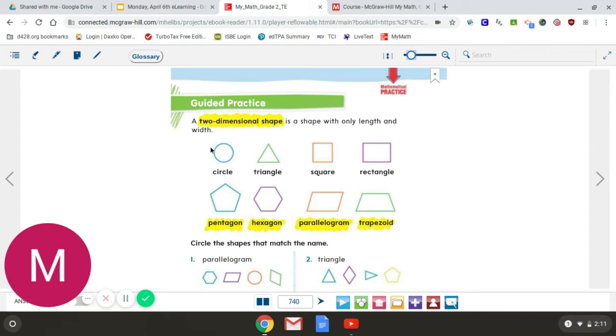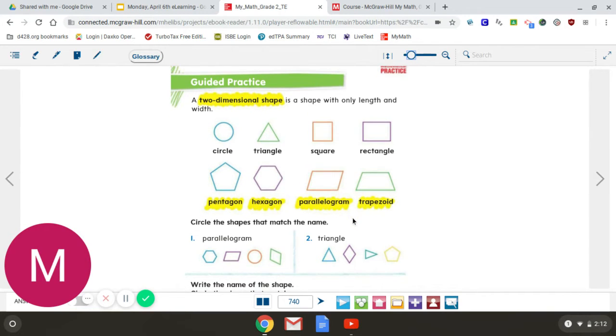We've got some of our same examples on this page. We've got a circle, a triangle, a square, a rectangle. Then we've got a pentagon, which means there are 5 sides. A hexagon, which means there are 6 sides. A parallelogram, which means that all of the sides are parallel, which means that they are running the same way. So see how this one is slanted a little bit, and so is this one. That means they're parallel. They're never going to run into each other. And this funny shape is called a trapezoid.